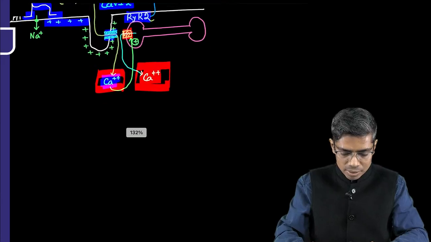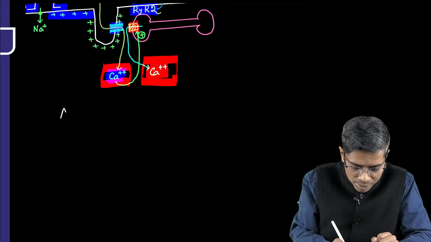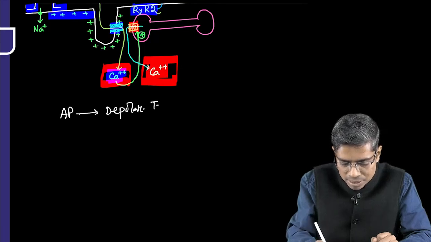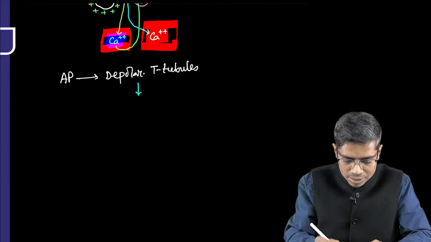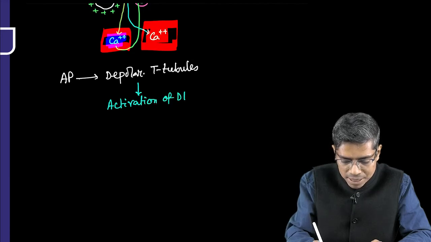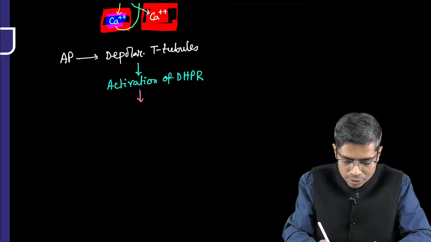So if I try to understand this phenomenon once again with some write-up, the action potential on the myocardium cell is causing depolarization of the T tubules. Very good. This is the same as in skeletal muscle. This depolarization is causing activation of the DHPR channel. DHPR channel activation means it will open up.